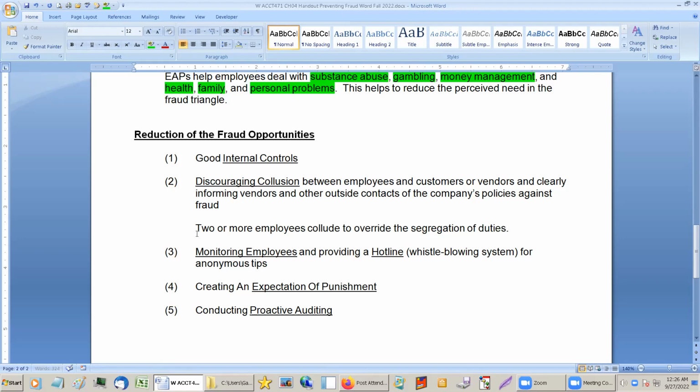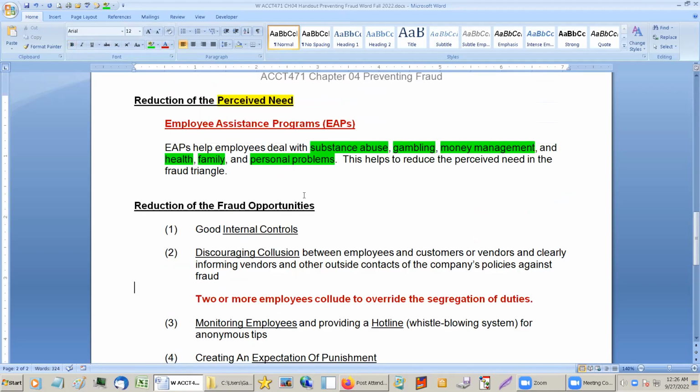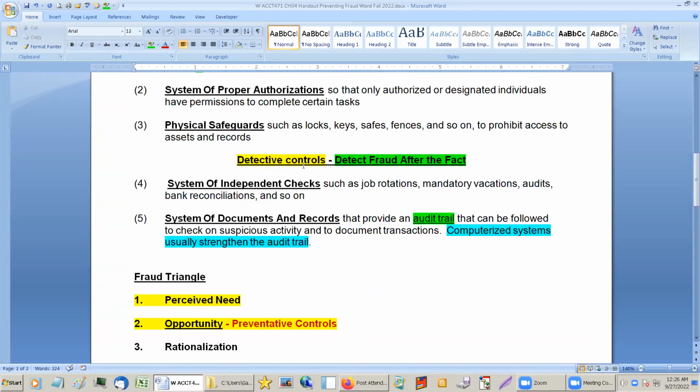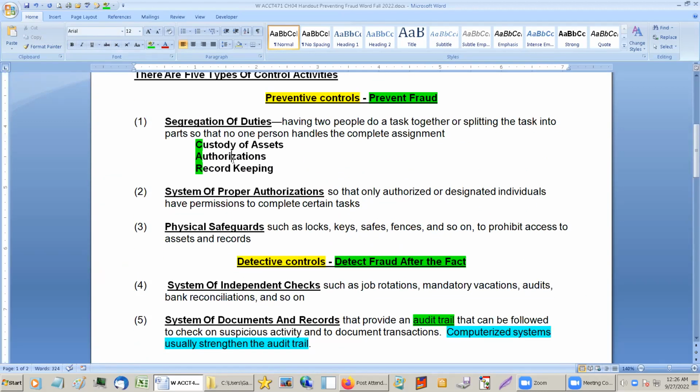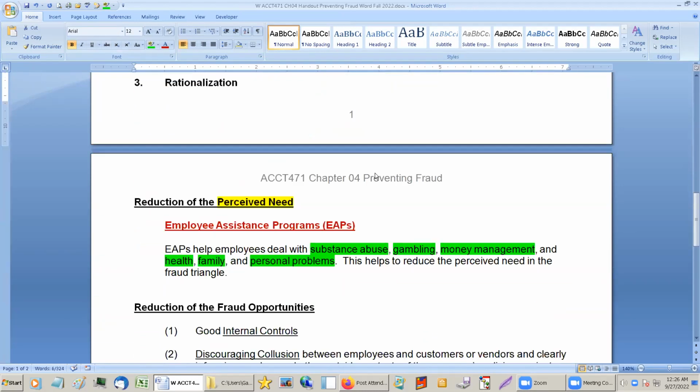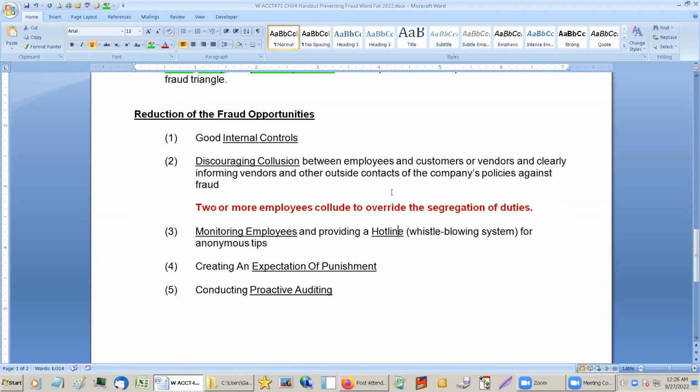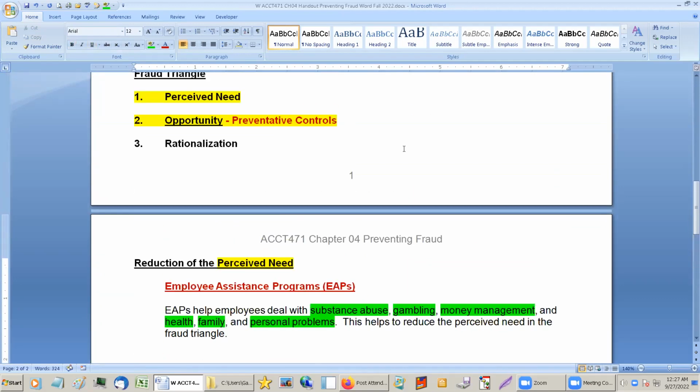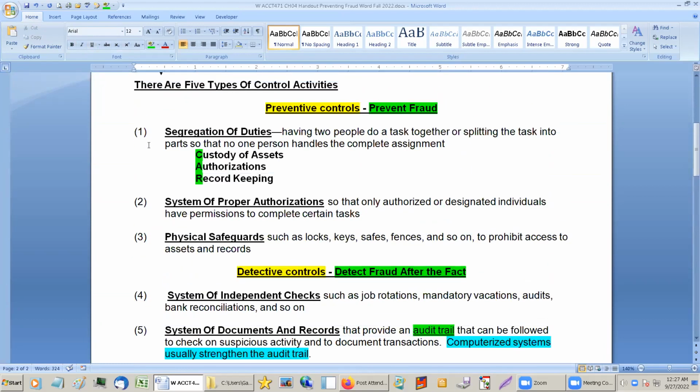When people collude to override the segregation of duties is usually what we come up with for this one. There's a segregation of duties between two people. If any people in this group get together, they can override the segregation of duties. And that's usually what you're looking for when people collude. Someone steals the inventory and somebody else, in record keeping, say in accounting, covers for it.